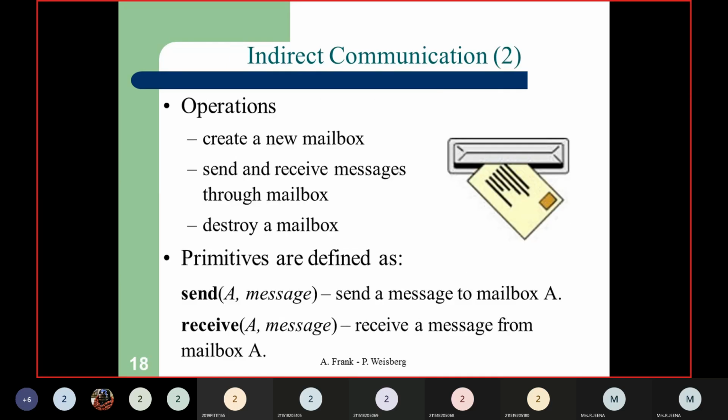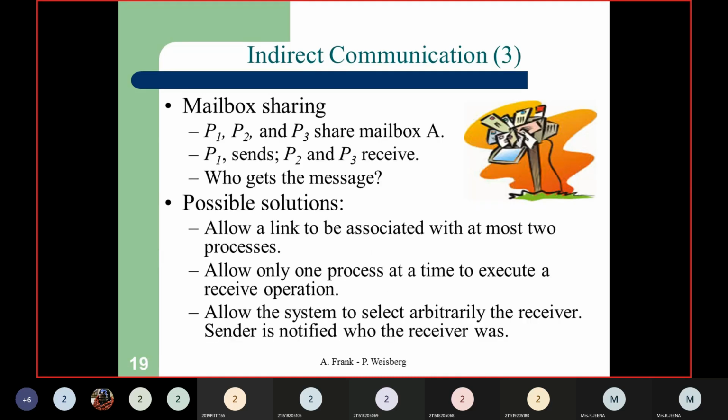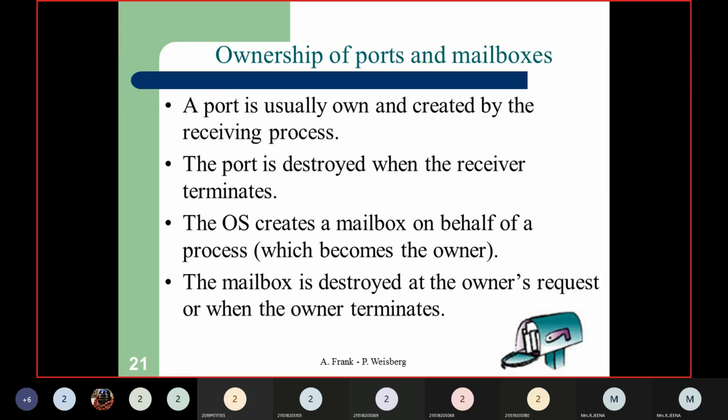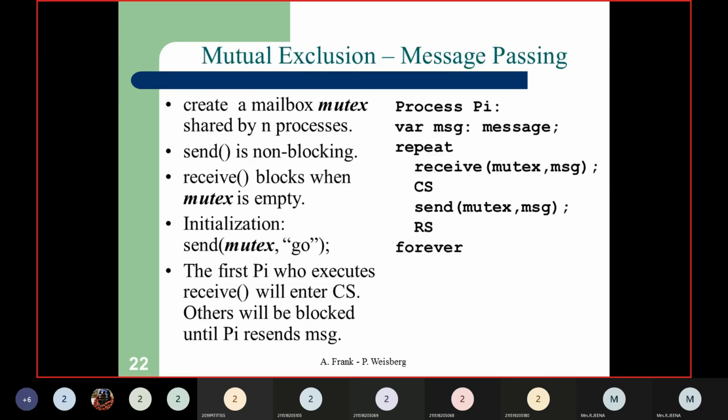Now the operations of indirect communication are used to create a new mailbox, send and receive messages through the mailbox. Finally, after the communication, we can destroy the mailbox. Next, primitives are defined as send and receive. These two diagrams show the mailboxes and ports. Mailboxes can be shared among multiple senders and multiple receivers, but a port can be shared among multiple senders and a single receiver.